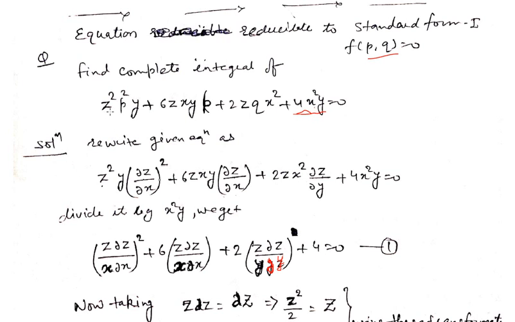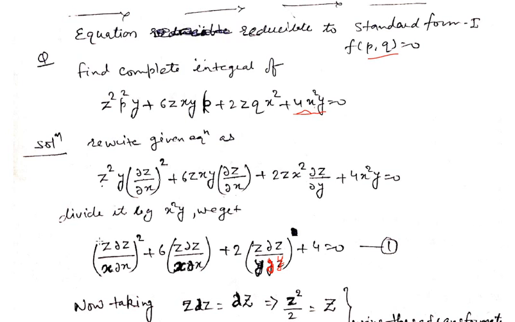So it becomes z square y upon x square y, so z square upon x square times del z upon del x whole square. Here we can rewrite it as z del z upon x del x, taking numerator along and denominator along. So (z del z upon x del x) whole square plus 6 z del z upon x del x plus 2 z del z upon y del y plus 4 equals 0.